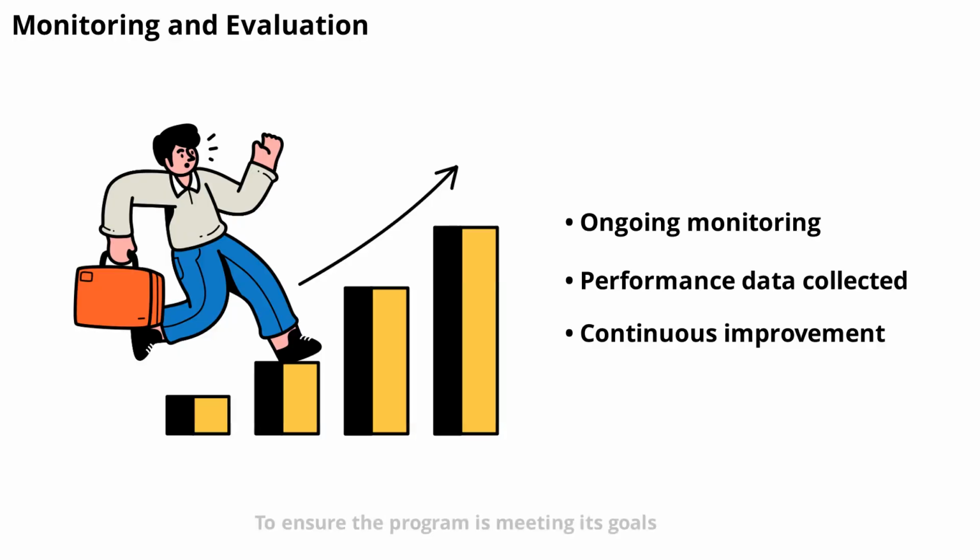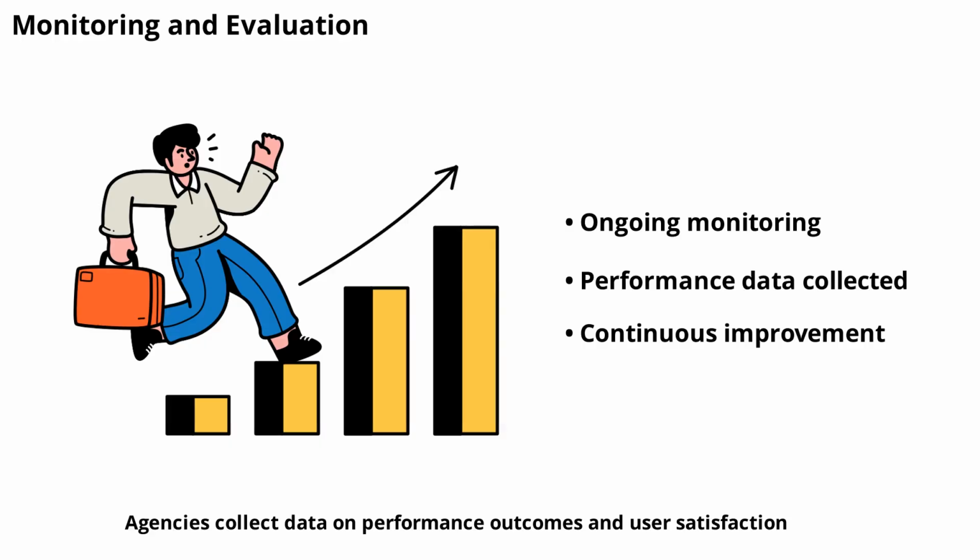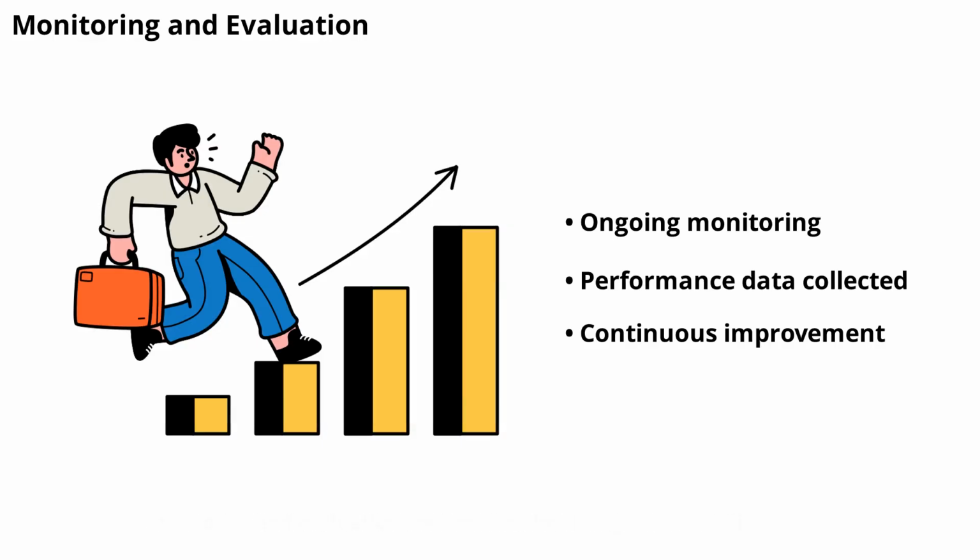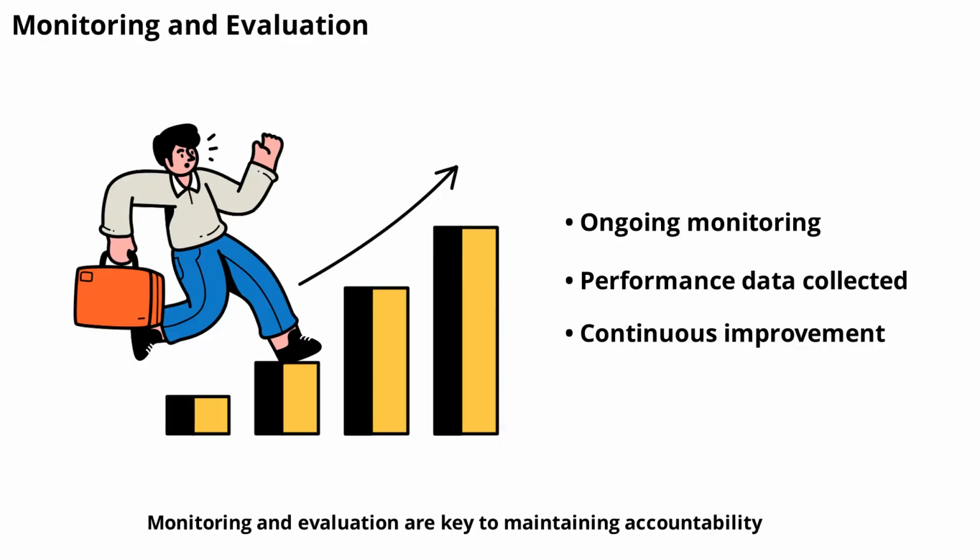To ensure the program is meeting its goals, ongoing monitoring and evaluation are essential. Agencies collect data on performance, outcomes, and user satisfaction. Regular reports are generated and reviewed by policymakers. This process helps identify what's working well and where improvements are needed. Monitoring and evaluation are key to maintaining accountability and ensuring the program delivers value to the public.